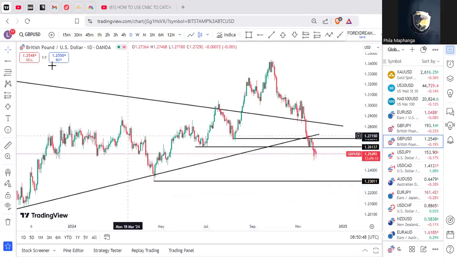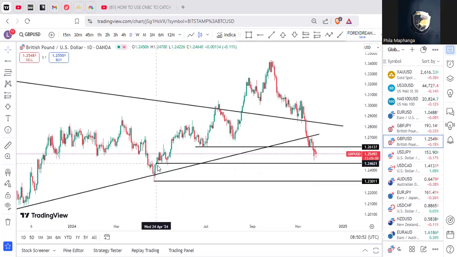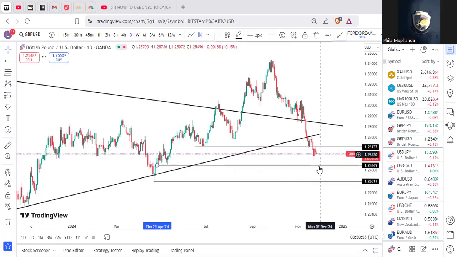Right now, we have another resistance here. I'm sorry, support, but this support, they're not going to respect it. They can just respect it a little bit. They will break it. Why? It has 2 touches already because we are on daily time frame here.